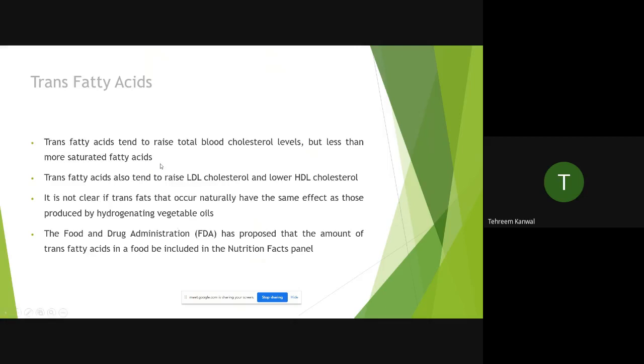Trans fatty acids tend to raise the total blood cholesterol level, but less than saturated fatty acids. Trans fatty acids also tend to raise the LDL cholesterol, which is a bad cholesterol for our body, and lower the HDL cholesterol, which is a good cholesterol for our body. It is not clear if naturally occurring trans fats have the same effect as those produced by hydrogenating vegetable oil, which I already told you. These ghees and margarines are trans fatty acids, but their role is not yet proven.